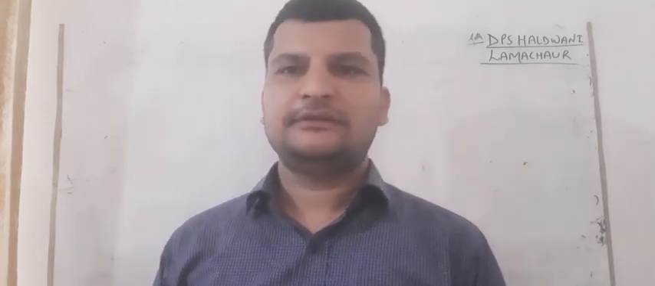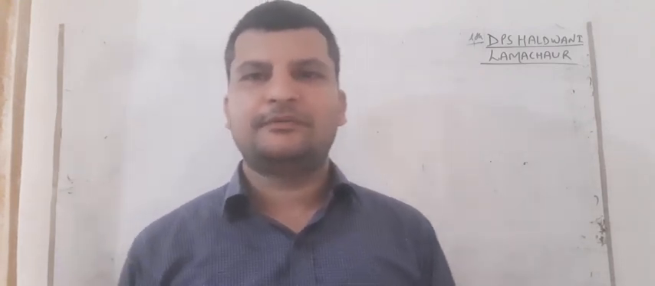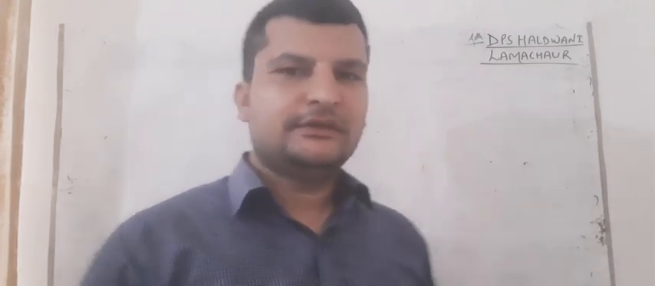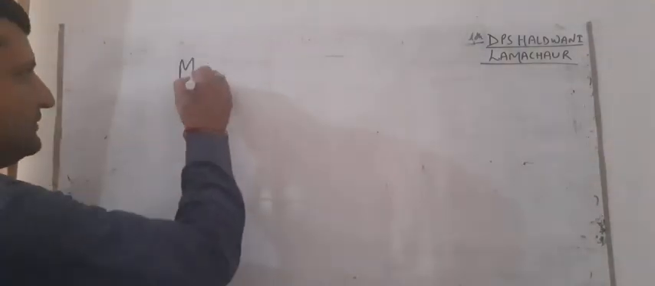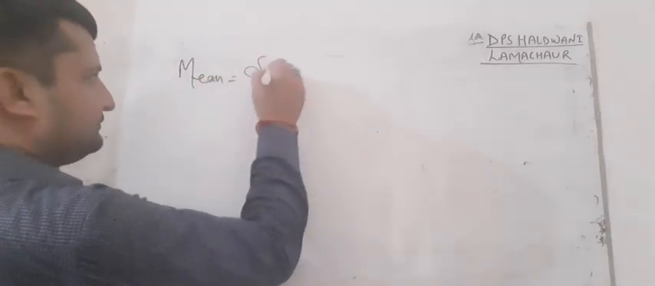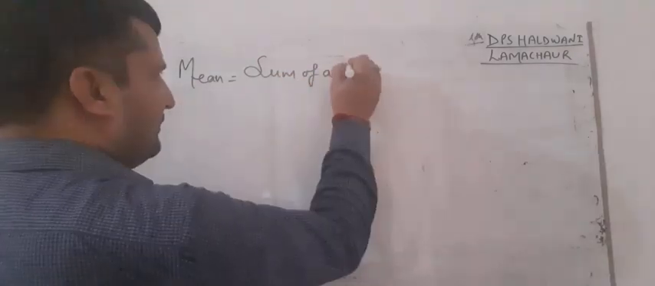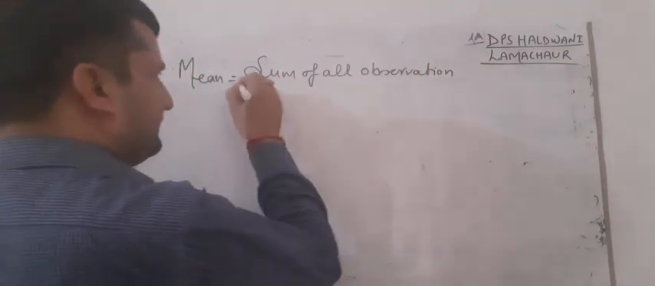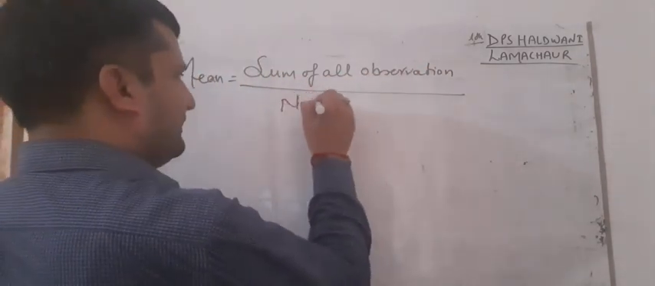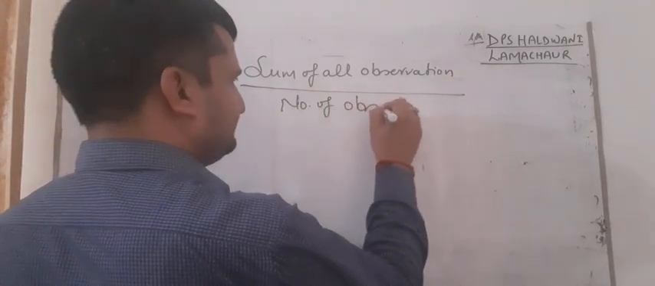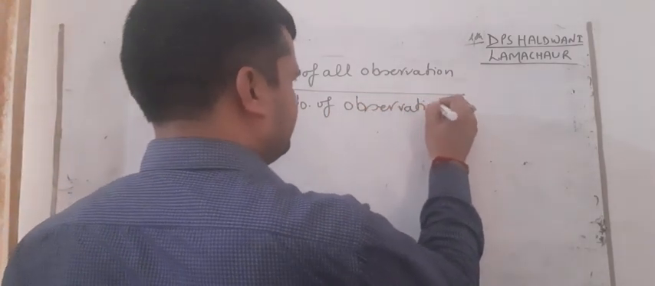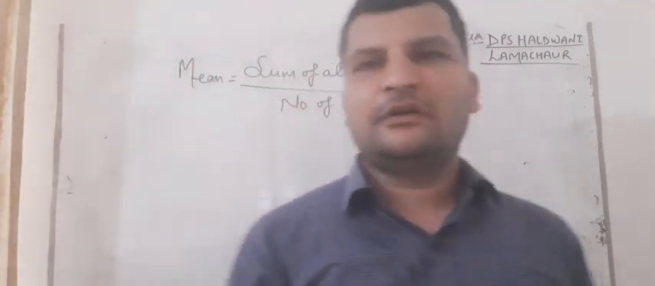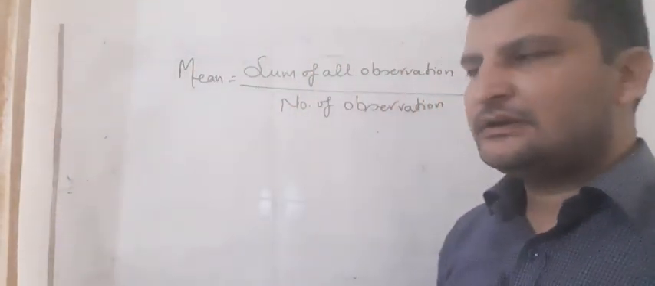So how we can find the mean of any observation? Mean is like an average. Average means sum of all observations divided by number of observations. So we can write the definition of mean like this: mean is equal to sum of all observations divided by number of observations. Students, this is how we can find the mean.